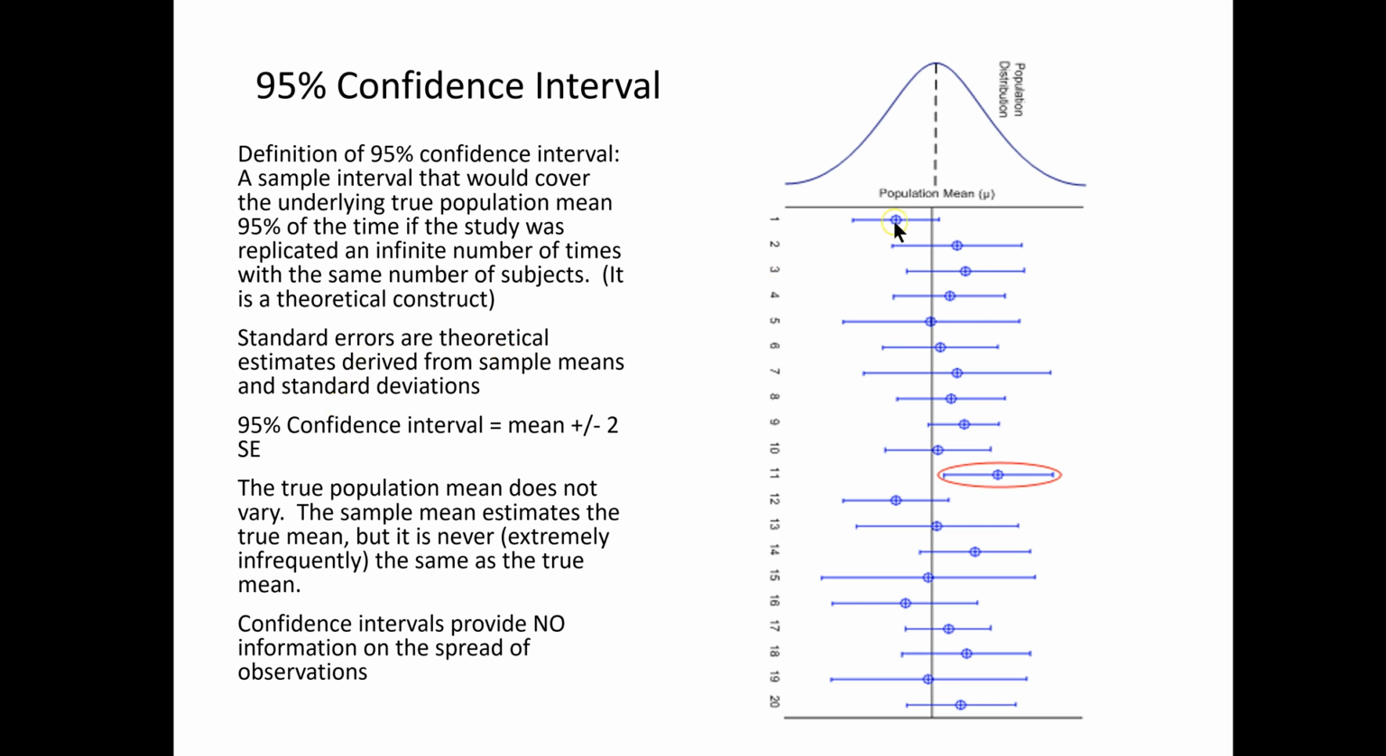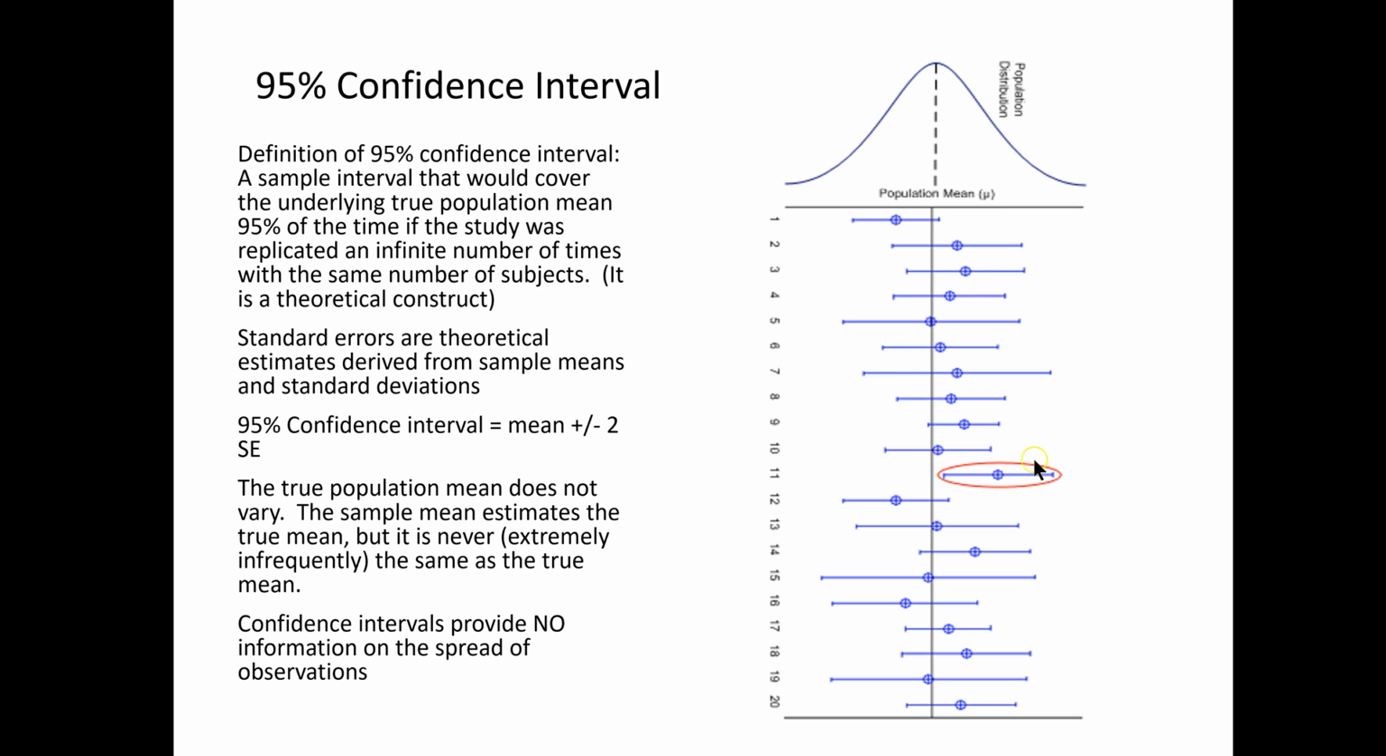Okay, so here we have created 20 different samples. They all have exactly the same underlying population mean and standard deviation. Each sample has a mean, and we've calculated a confidence interval, plus or minus 2 times the standard error. What is important is that this is the true population mean, and we never know what the true population mean is. But the confidence interval overlaps that true mean 95% of the time.